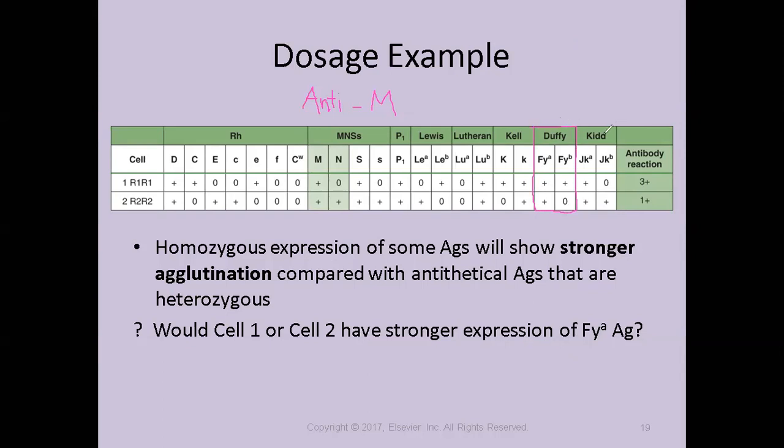Okay. So here with our Duffy blood group system, we look at cell 1. We see it has Duffy A, but it also has Duffy B. When we look at cell 2, we see, aha, only Duffy A. Okay, so which one do you think would react more strongly? It's going to be cell 2, because this has a double dose of the Duffy A antigen, whereas this cell is sharing it with its antithetical Duffy B. So hopefully that makes sense. We'll be doing more of these as we go, and I guess I better erase my things before I move on. Okay, so hopefully that makes sense, everybody.